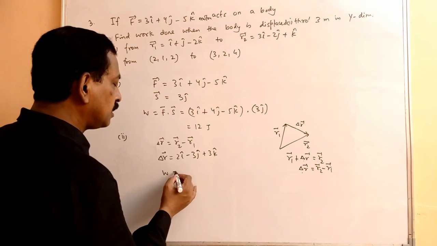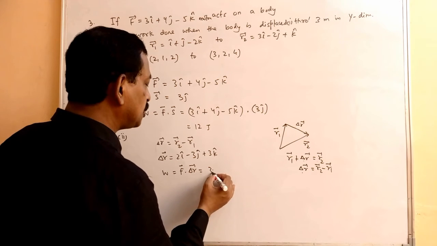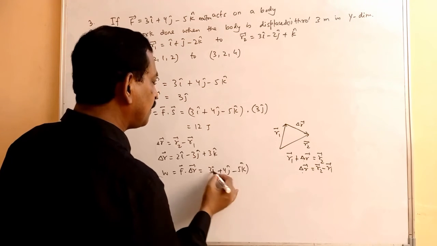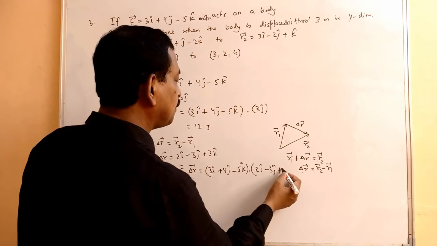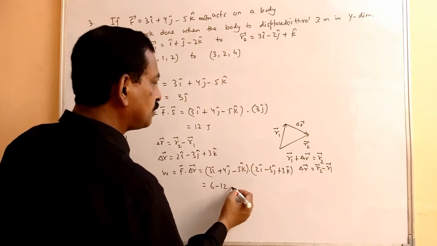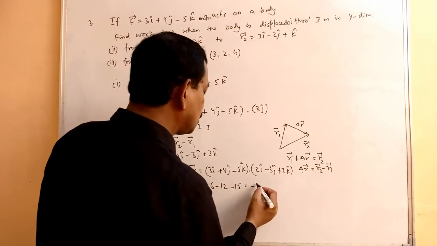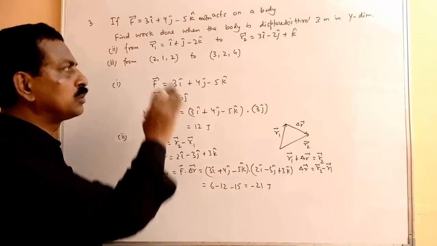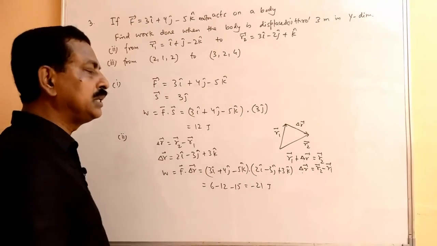So work done, that is F dot delta R here. So this will be 3i plus 4j minus 5k, and the dot product with 2i minus 3j plus 3k, and that is 6 minus 12 minus 15. So this is minus 27 minus this, so it is minus 21 joule. This is the work done because we have expressed all the data in SI unit. So in that case, it will be this much.